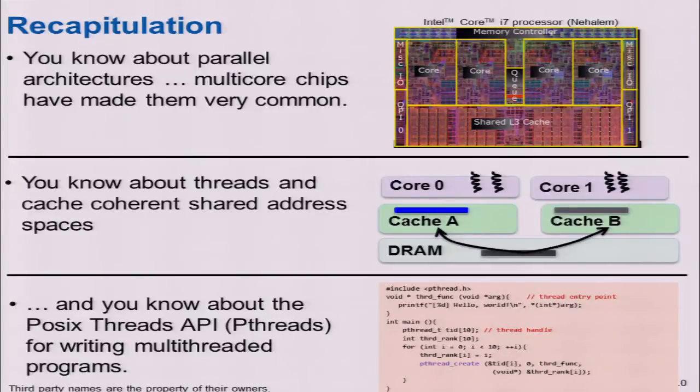So you know about parallel architectures, and you know about the concept of multi-core chips, where you have collections of cores that share an address space, and the cache is what makes everything fun. You know about threads and the concept of a cache-coherent shared address space. And you know a little bit about pthreads. Most of you probably aren't going to run off and write complicated pthreads programs tonight when you go home, but you at least know at a high level what we're talking about.